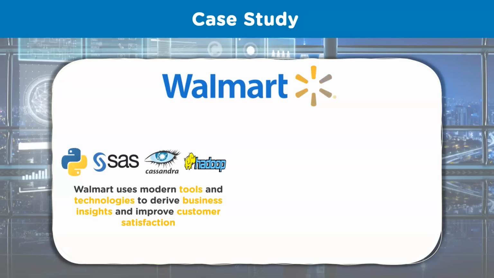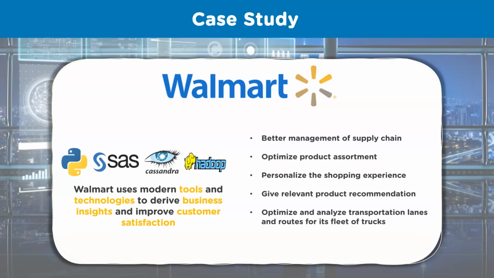Walmart uses modern tools and technologies to derive business insights and improve customer satisfaction. Some of these tools include Python, SAS, and NoSQL databases such as Cassandra and Hadoop. Now, using all these technologies and data analysis techniques, Walmart can better manage its supply chain, optimize product assortment, personalize the shopping experience, give relevant product recommendations, and finally, optimize and analyze transportation lanes and routes for its fleet of trucks.